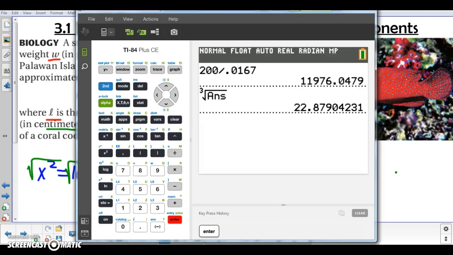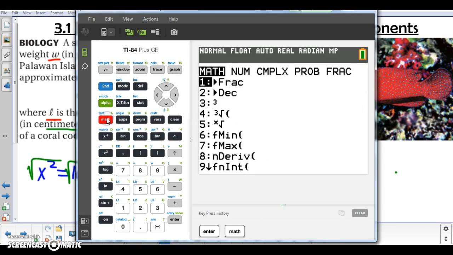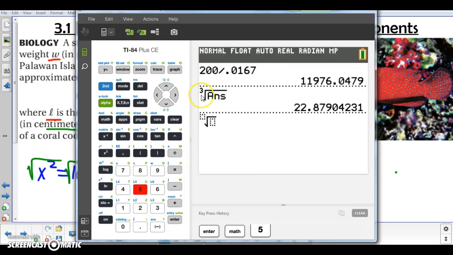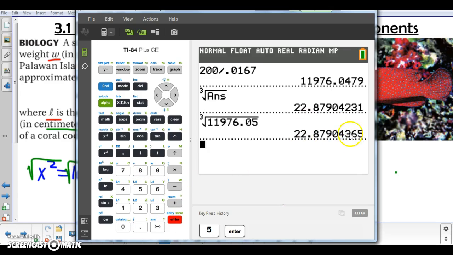Another way to do that on your calculator, I could use the math button and then go to this fifth option. There's a little box, and you could physically type in a 3 into that little box. So tell it to take the cube root of the 11,976 number. We'll go 0.05 and round it. Hit enter. Basically the same thing, a little bit off once we get into like the 6th decimal place, but still good. So, a couple ways of doing that.